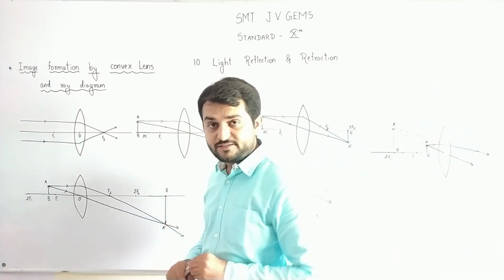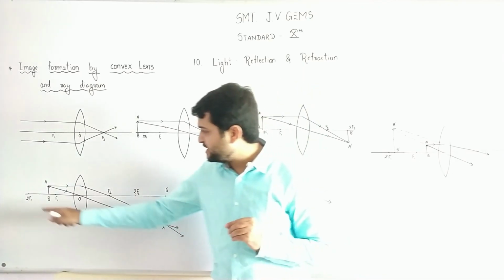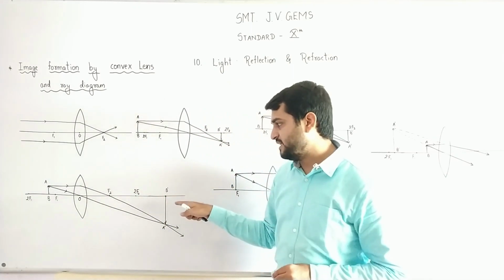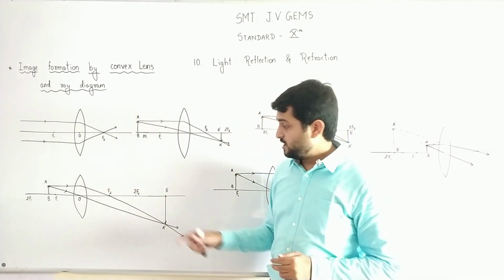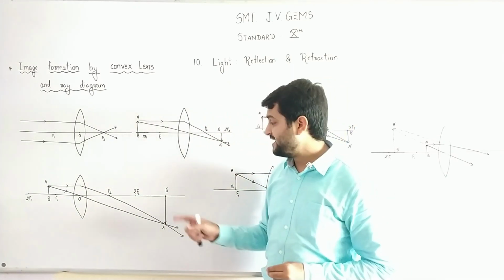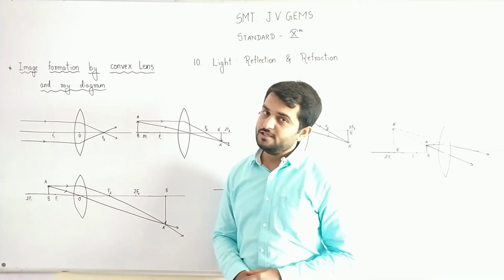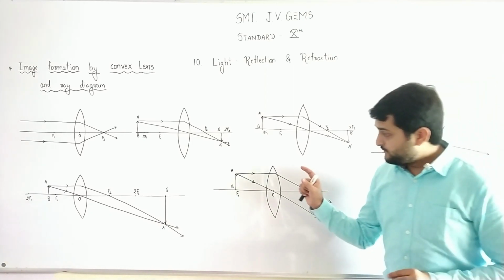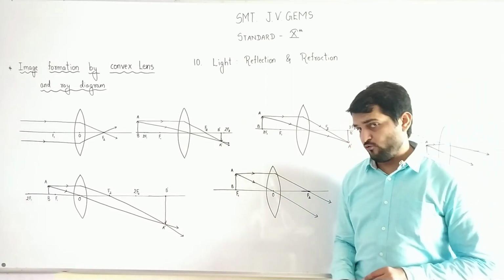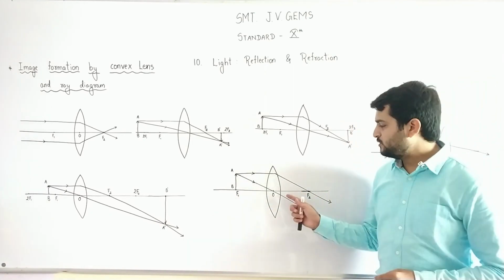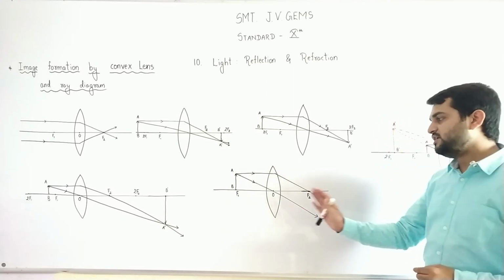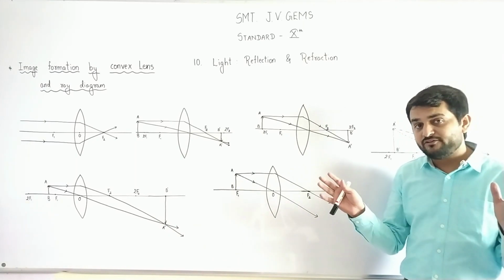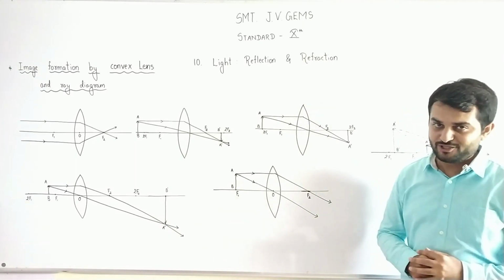Talking about this case, if the object is placed between 2f and f, its image will be formed on the other side beyond 2f. It will be magnified, real and inverted. Then comes this point. If the object is placed at the principal focus, its image will be formed at infinity on the other side of the lens. The image will be highly magnified, real and inverted.